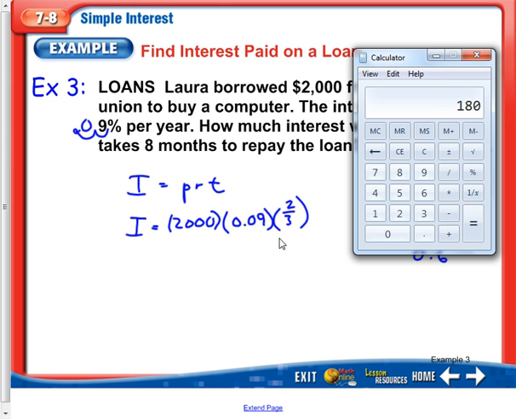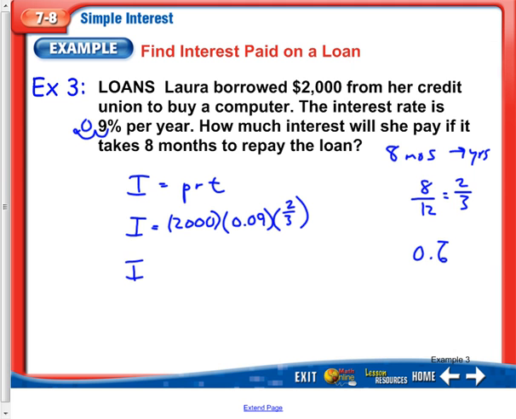Now take a look here. You always multiply by the top number and divide by the bottom number. This line right here, that means divide. So multiply by 2. So we're going to say times 2. I can even say equals, and then I'm going to divide by 3. See, now that gives us our 120, and that is the amount of interest that she's going to have to pay.